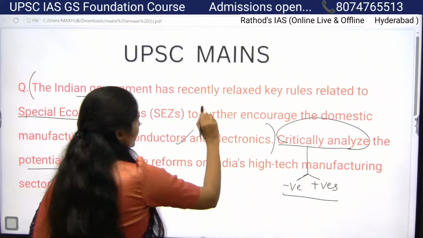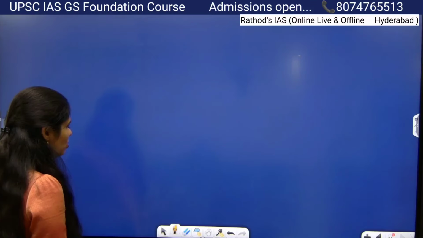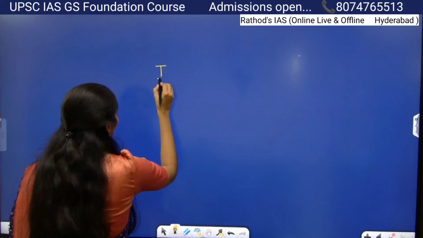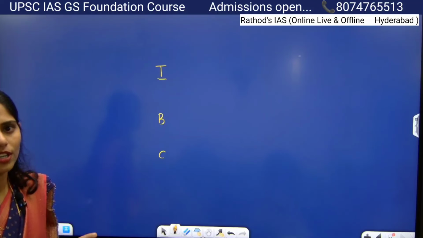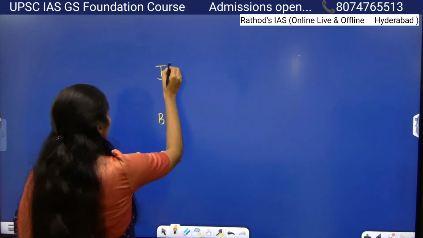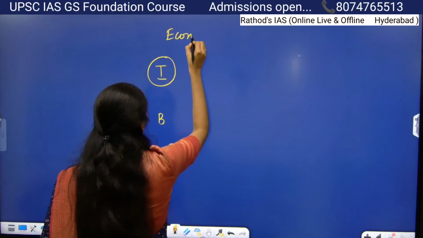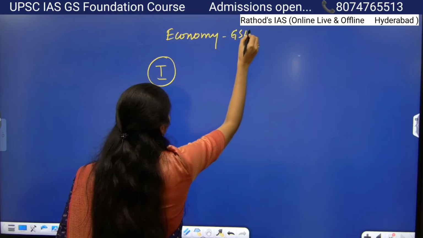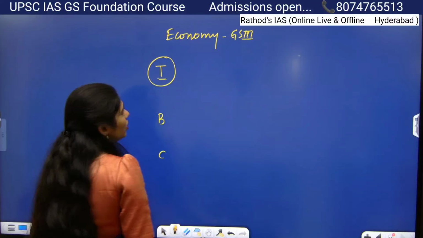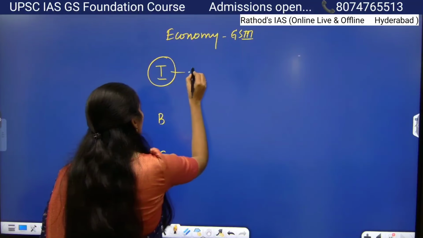And they already gave this statement, right. So now let us see how to write an answer. Always we will be following the IBC format. IBC is nothing but introduction, body and conclusion. And this question is related to your economy, which comes under GS paper 3. So in economy, what can you write in the introduction? You can use data.